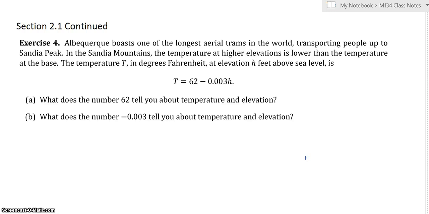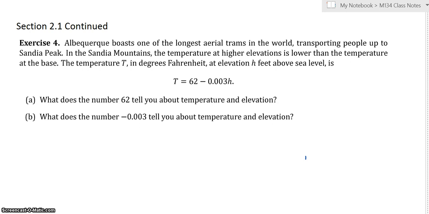Hello again. In this video, we're going to continue with section 2.1, and we're going to start with exercise 4. Albuquerque boasts one of the largest aerial trams in the world, transporting people up to Sandia Peak.